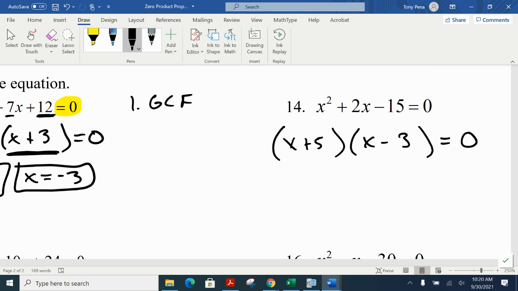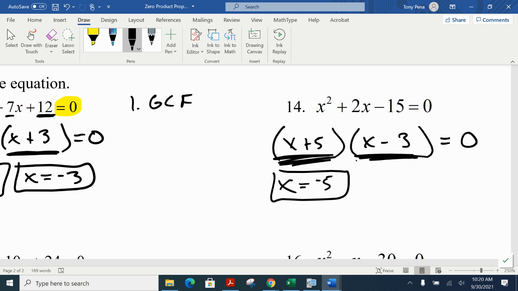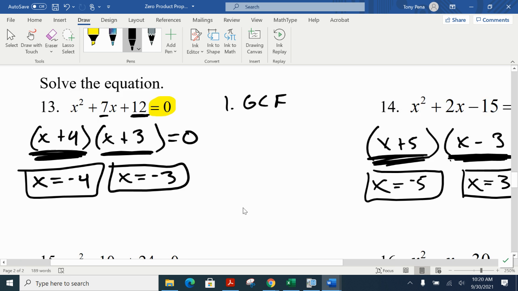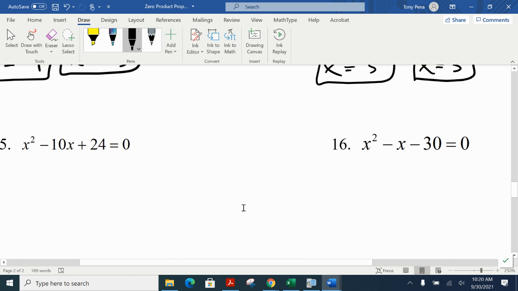So then, Mark, x plus 5, what would be the solution to that one? What makes that a 0? Good, a minus 5. And then Sage, what's going to make the second factor a 0? Good, positive 3. So x equals 3, okay? All right, 15, do 15 real quick. See if we can come up with that.